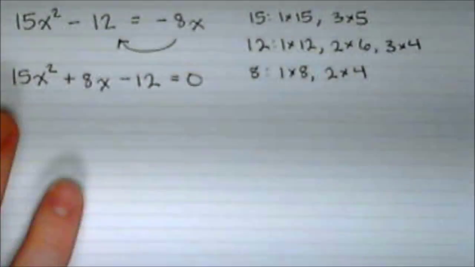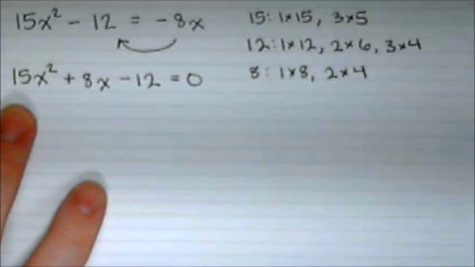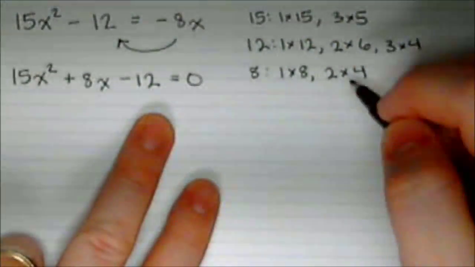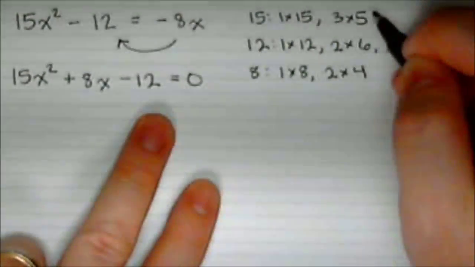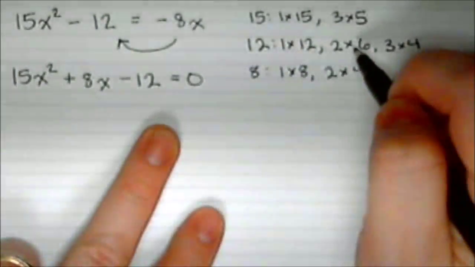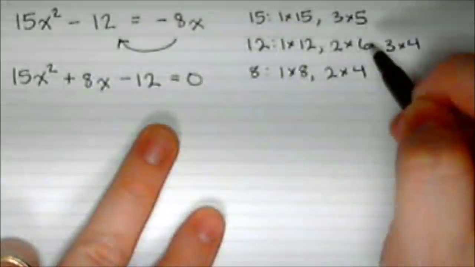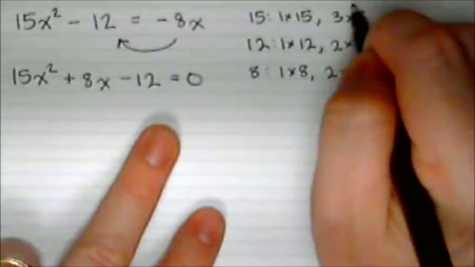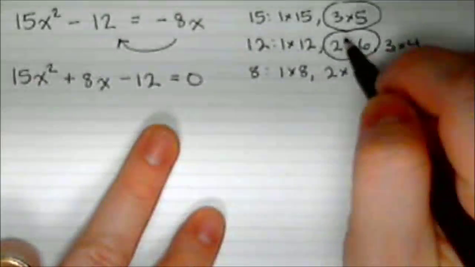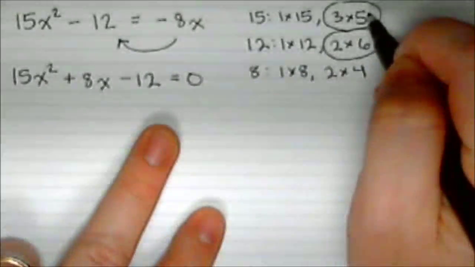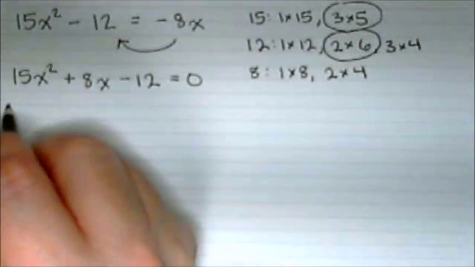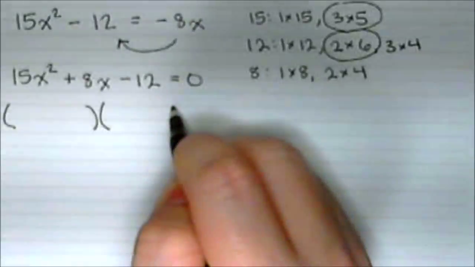From here, we have to find some combination of the factors of the first and last coefficient, which combine together to make the middle coefficient of 8. Because we're creating the 8 in the middle, we can only use the factors of the 15 and the negative 12. It turns out that 3 and 5 make 15, and 2 and 6 make 12. This works because 18 minus 10 gives us the coefficient 8 in the middle that we were looking for.